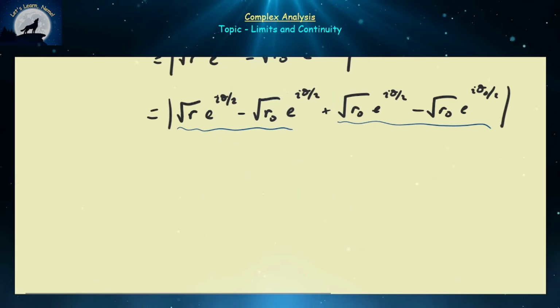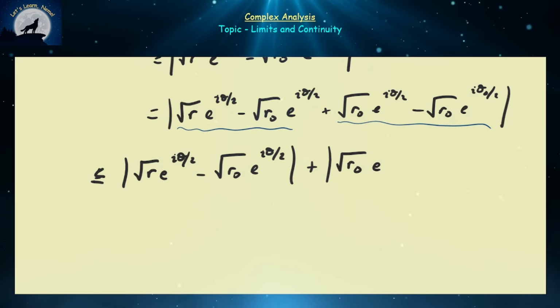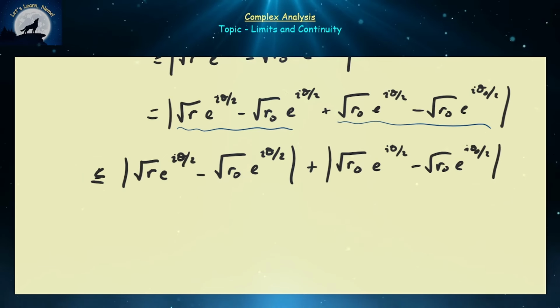So what is that going to give us? That's going to be less than or equal to, by triangle inequality, the absolute value of the square root of r e to the i theta over 2 minus the square root of r naught e to the i theta over 2 plus the absolute value of the square root of r naught e to the i theta over 2 minus the square root of r naught e to the i theta naught over 2.